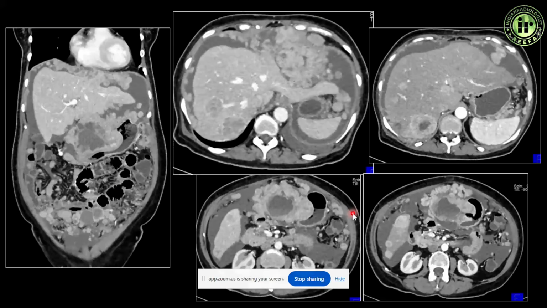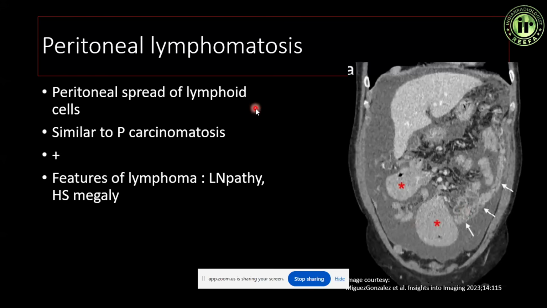So this is an example, a middle-aged lady. You can see a large GIST there abutting the stomach. And what do you see in the rest of the peritoneal cavity? You see ascites, and you see these solid enhancing nodular lesions studded all over in the peritoneal cavity. In fact, a lot of them are rounded in morphology and intensely enhancing. So this is typical of the GIST that has spread to the peritoneal cavity.